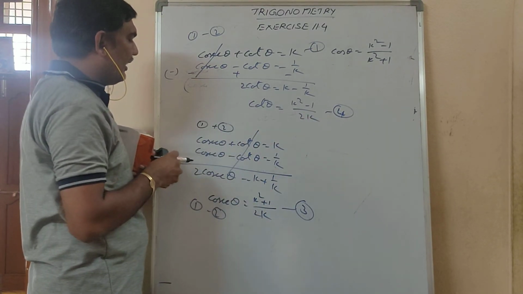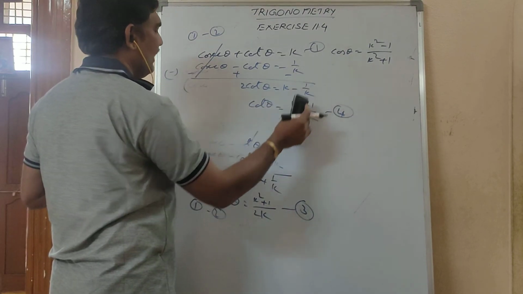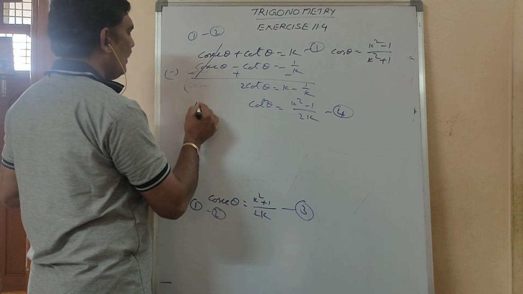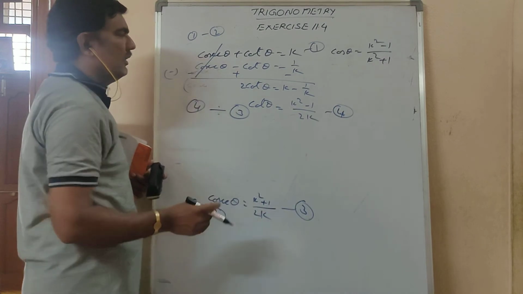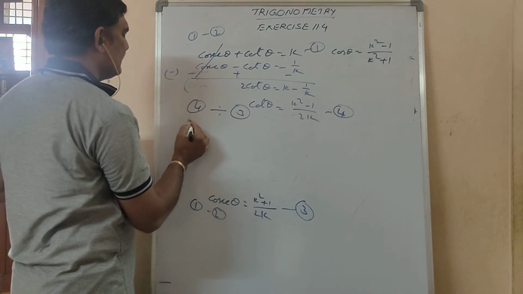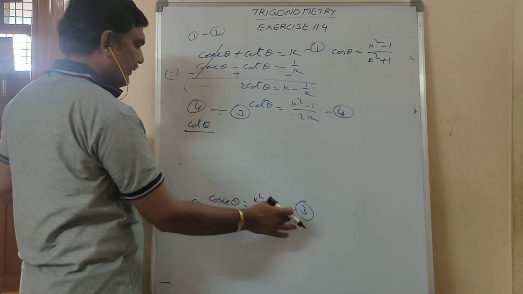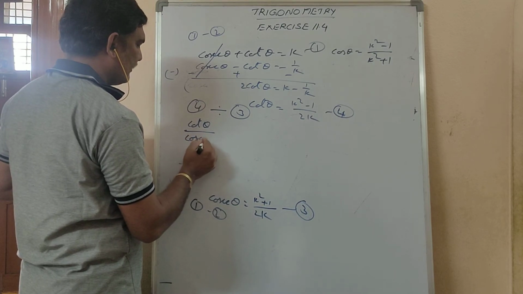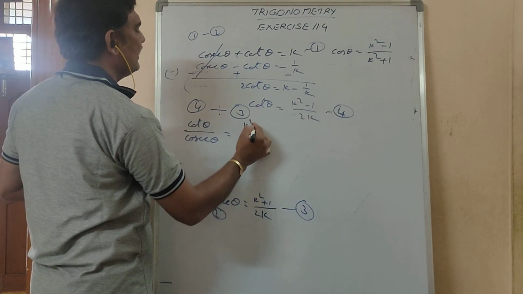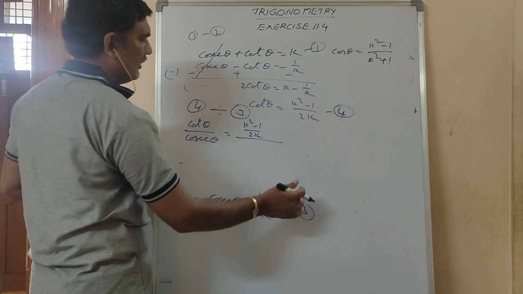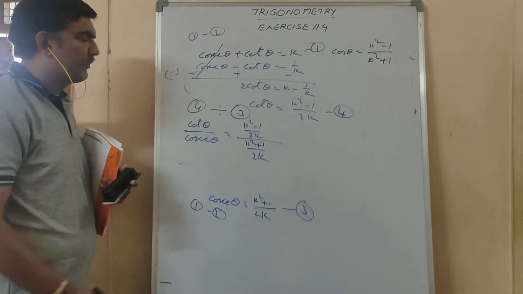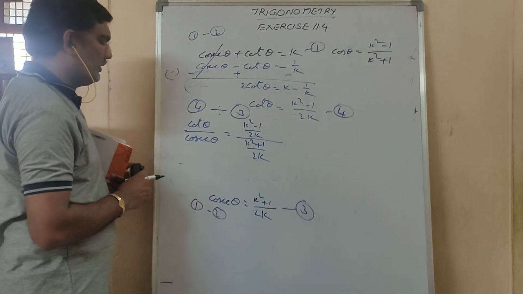By using this third and fourth, we can find the value of cos theta. How we have to do it? We'll see. 4 divided by 3. I am dividing the fourth equation with the third equation. Fourth equation LHS is cot theta, third equation LHS is cosecant theta. This is the divide by symbol. Fourth equation RHS is (k square minus 1) by 2k, third equation RHS is (k square plus 1) by 2k. If you understand this, the problem is completed.